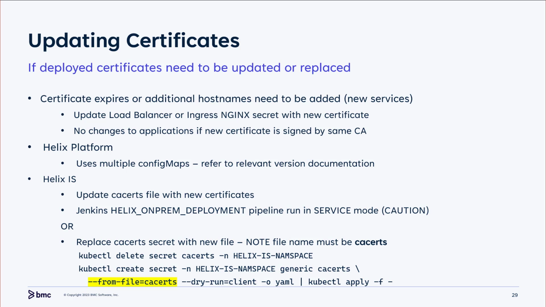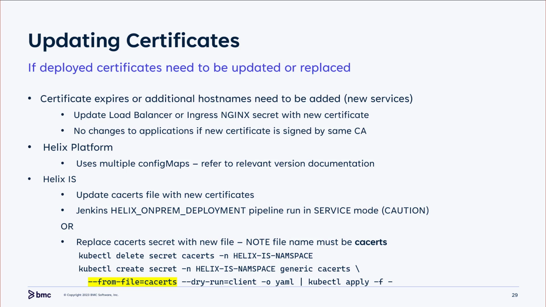It should be enough to simply update the certificate in the load balancer or ingress controller, because the components that have been used to sign and generate that certificate are the same ones. So depending on exactly what you installed, if you're adding a new host name, you may not have to update the components that are in the cluster. If the certificate's expired, depending on which one it is, if the intermediate certificate has expired, for example, then you will. And there are different steps to do that for both the Helix platform and Helix IS.